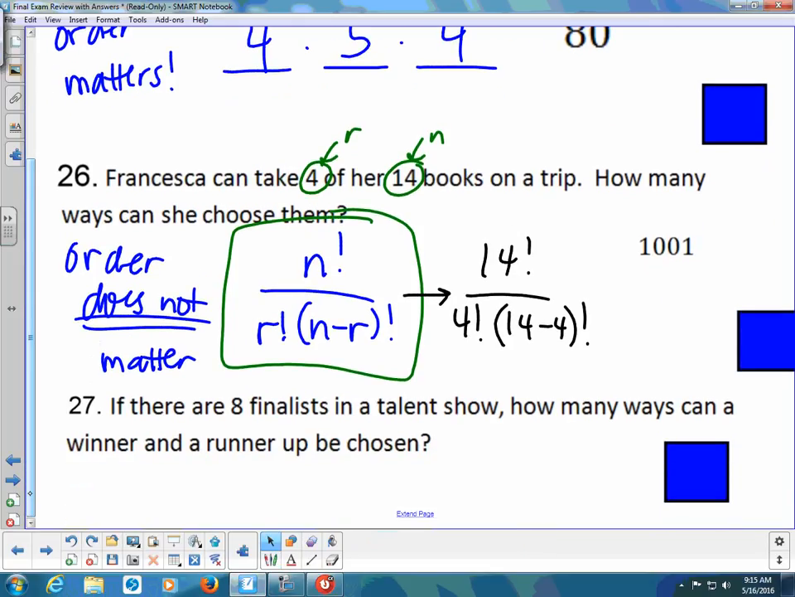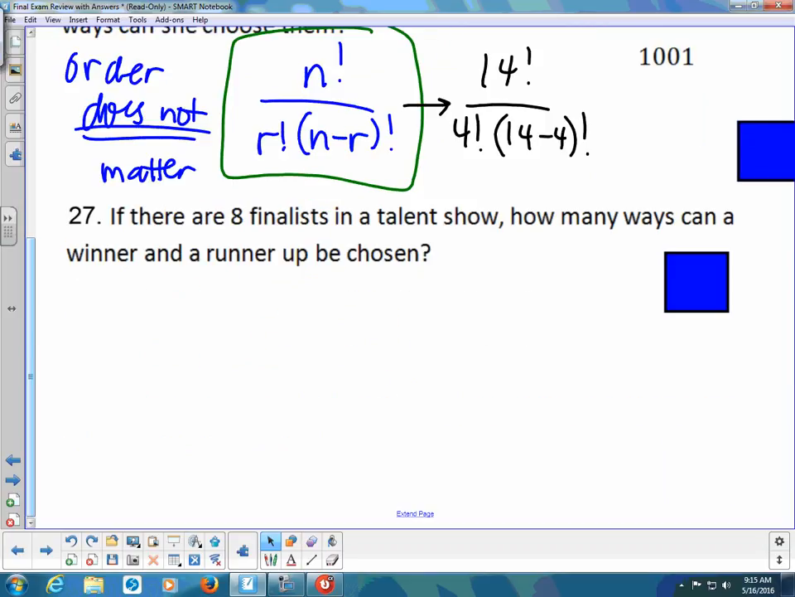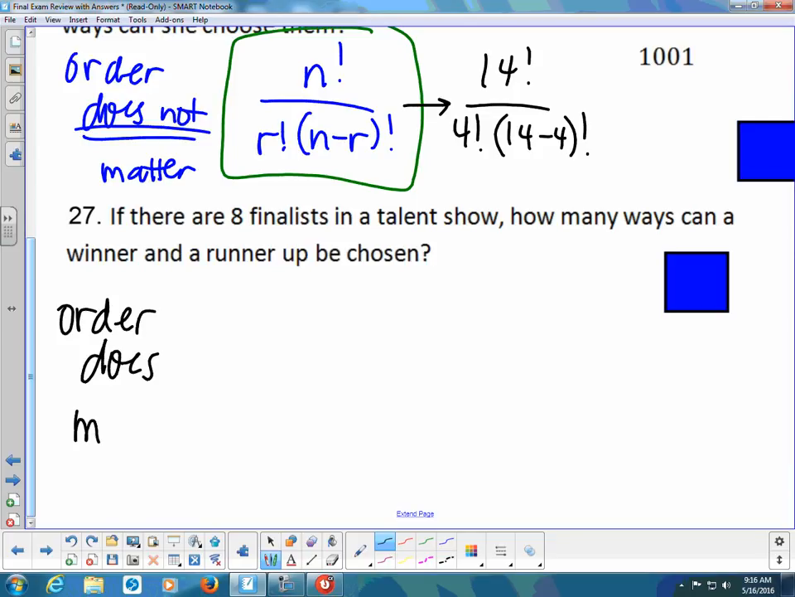Okay, and number 27. There are 8 finalists in a talent show. How many ways can a winner and a runner-up be chosen? Does order matter here? Yes, because it matters if you get first or second place. So if order matters, I'm going to use the counting principle.